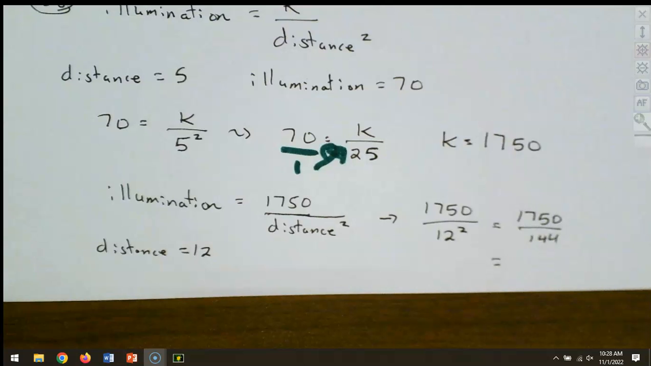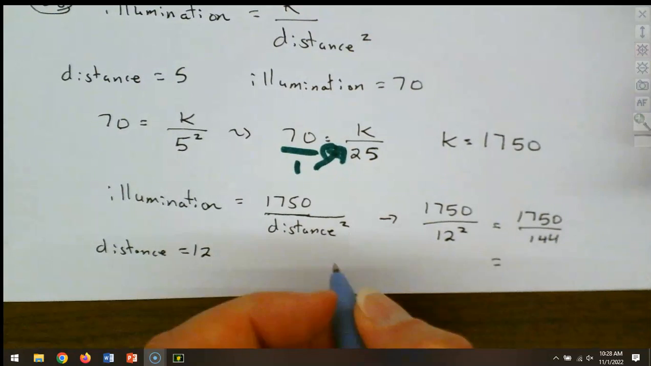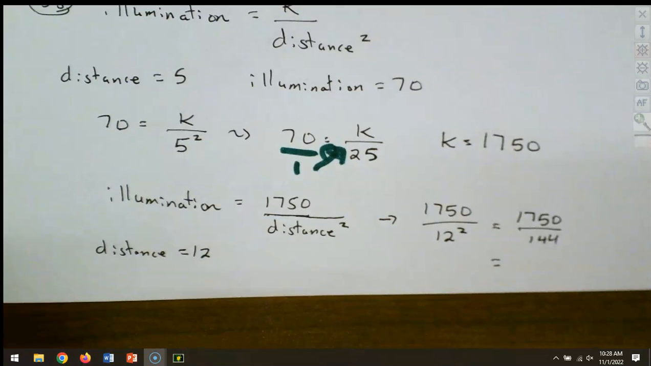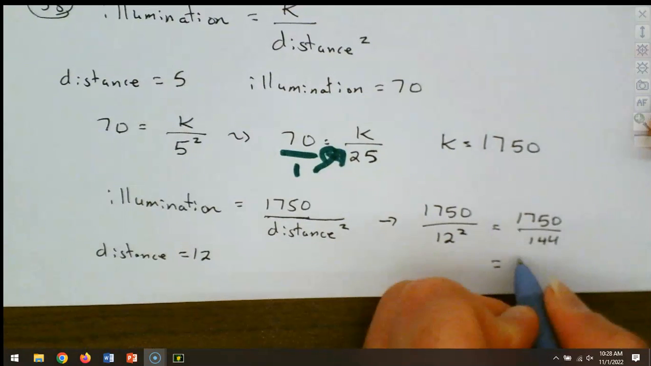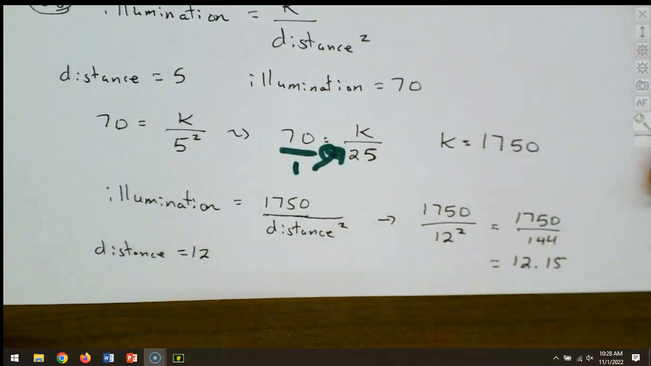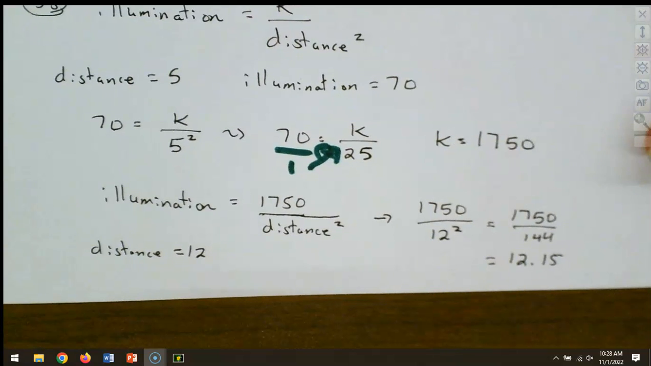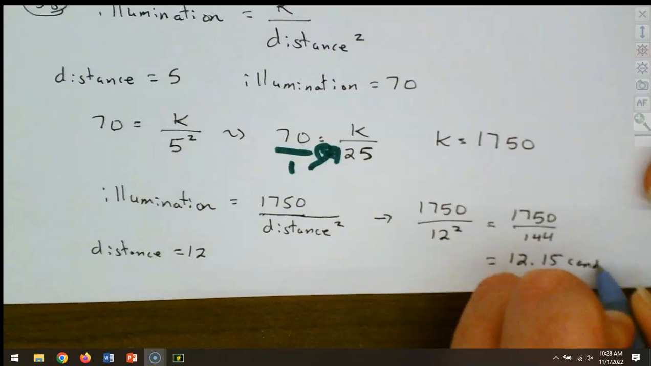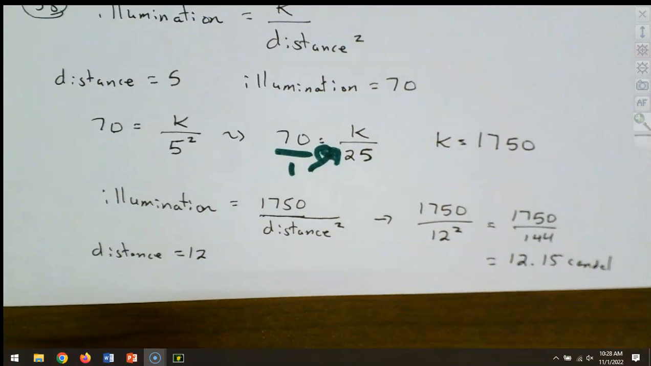Which then comes out to be, if we round here, and you can round on these, we'll just take this out to, let's say, 2 places. Let's make sure we did it correctly here. We've got our 1750, divide that by 12 squared, and it should come out to be about 12.15, and that's candelas. And you can leave that as a fraction, or you can use a decimal for your answer. And so that's going to be in candelas. And that's just the way we measure light.